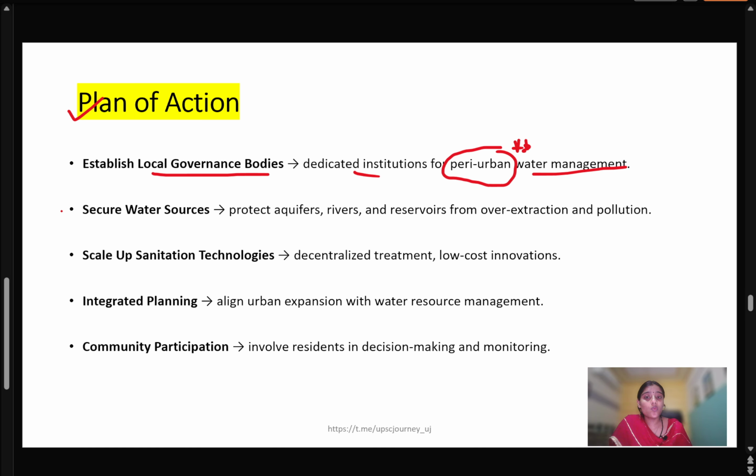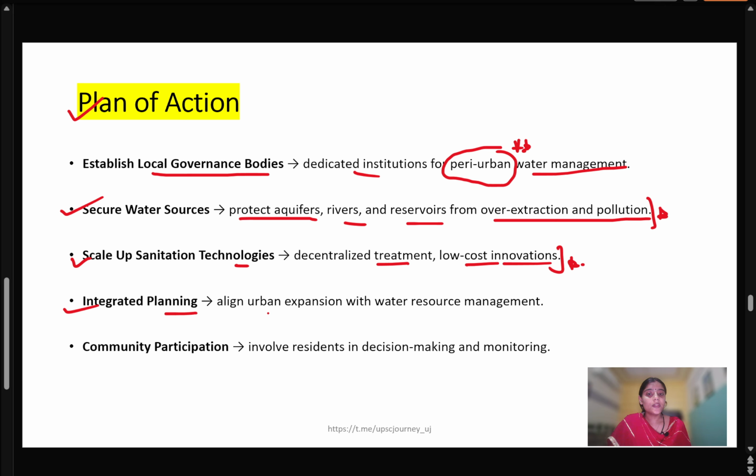Second, secure water resources: protect aquifers, rivers, and reservoirs from over-extraction and pollution. We need protection for the rivers and reservoirs so that there is no over-extraction of water, and at the same time we have to protect them from pollution. Third, scale up sanitation technologies like decentralized treatment and low-cost innovations. This can really help. Then integrated planning: align urban expansion with water resource management, with a blend of both urban and rural approaches.